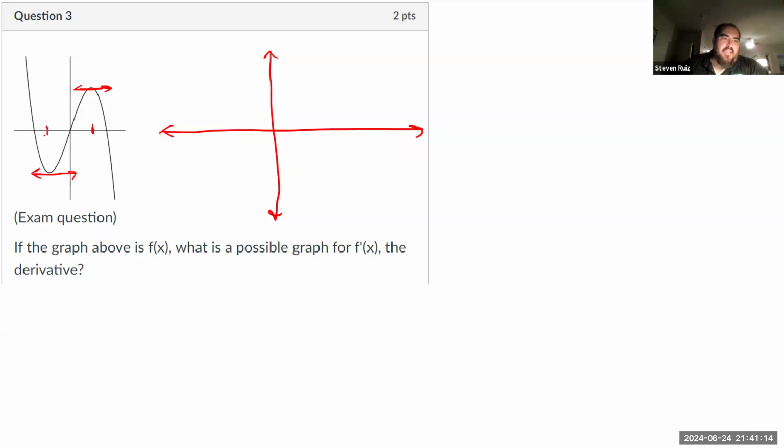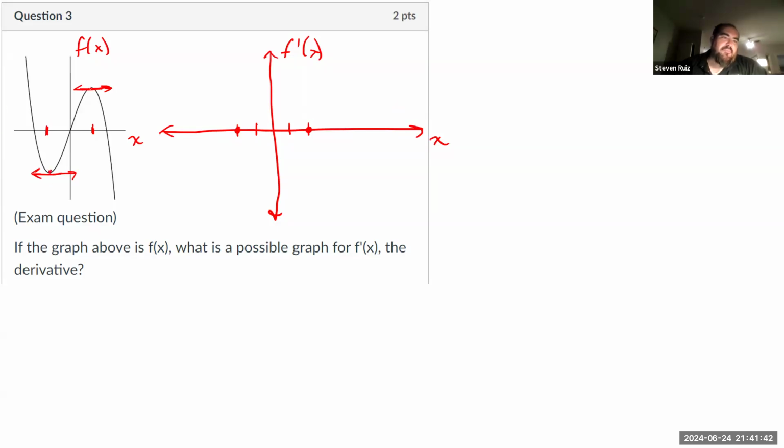I'm trying to keep the same scale here. I don't know, let's say 2 and -2. So this is my graph of f prime of x. This is the graph of f of x. So I know at -2 and 2, I'm going to have zeros. Okay, so now what's going to happen between those zeros?